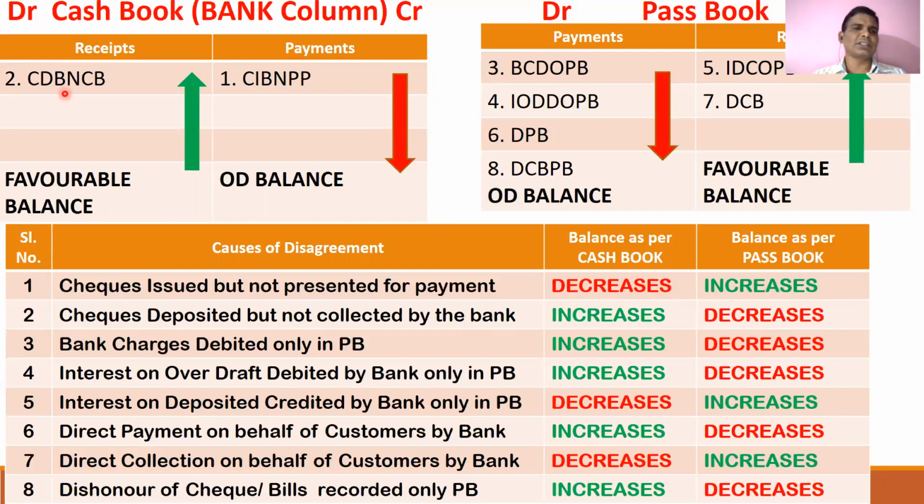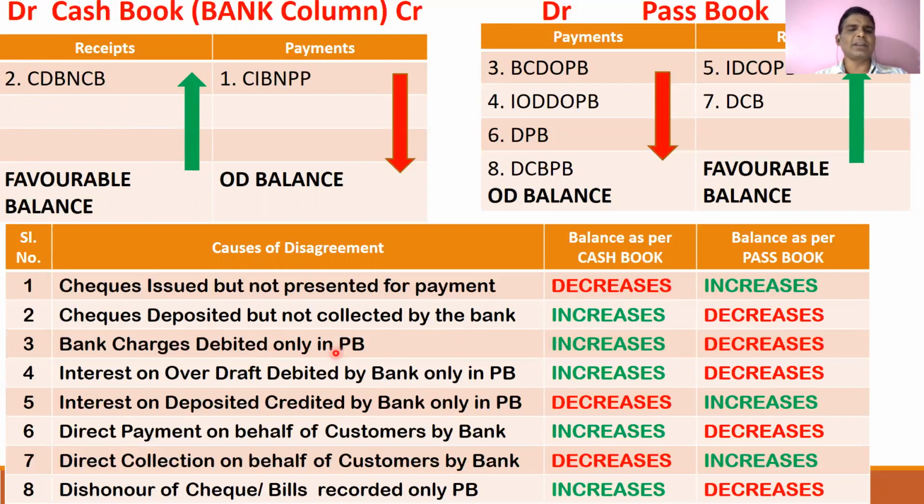Second point, checks deposited but not collected by the bank. When a check is deposited, when we receive a check, we debit the cash book, so cash book increases. They are not collected by the bank, so passbook decreases. Checks deposited but not collected: cash book increases, passbook decreases.